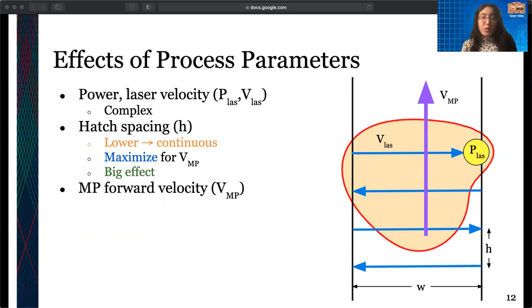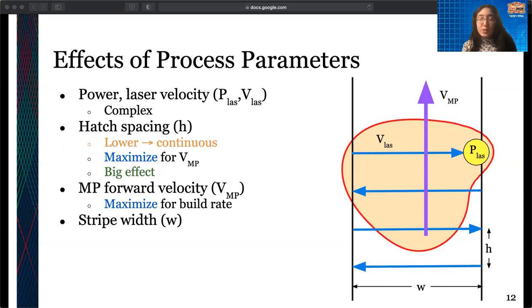We can also look at melt pool forward velocity as one of our variables, which we want to maximize for our build rate. We can look at stripe width. If you imagine an infinitely wide stripe, that is definitely not going to be continuous. It's going to be essentially the same as our traditional scan strategy. So we want narrow stripe widths to generate more continuous melt pools. However, simulations show that stripe width, as long as it's small enough, does not have a strong effect on how continuous the melt pool is.